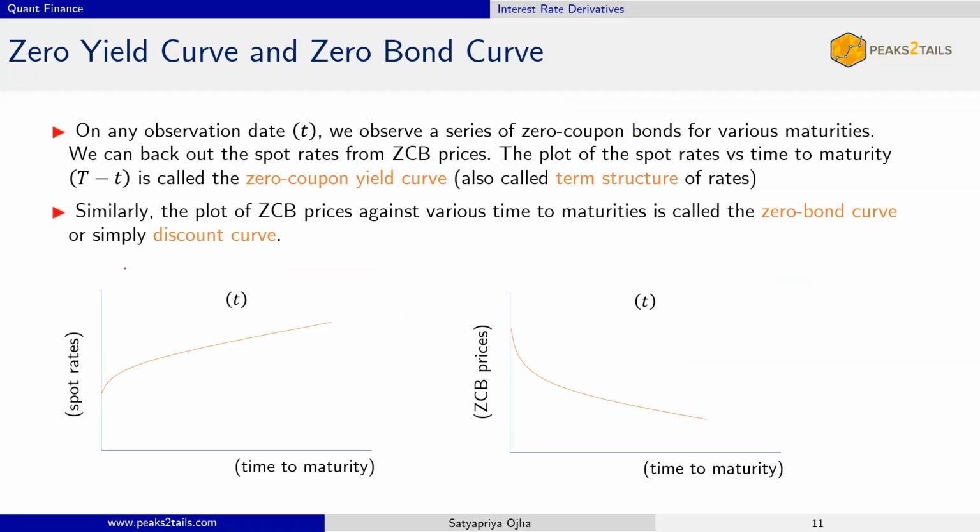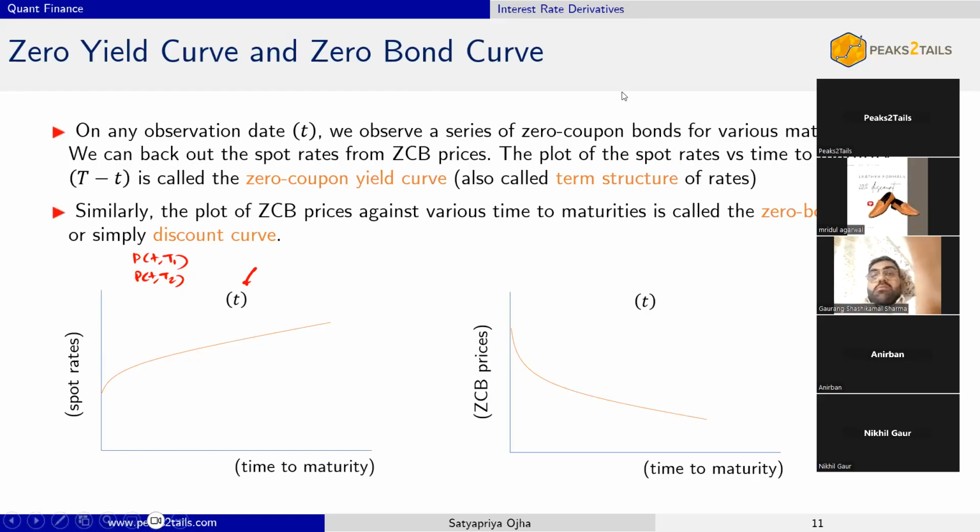So next concept is zero yield curve and zero bond curve. So what is a zero yield curve? Basically, on any given day, small t, the observation date, you have an array of bond prices for different maturities. From all those, I am basically talking about this P(t,T1), P(t,T2). Okay.